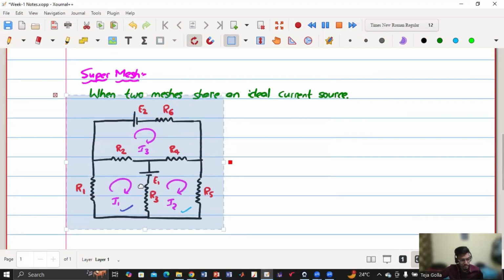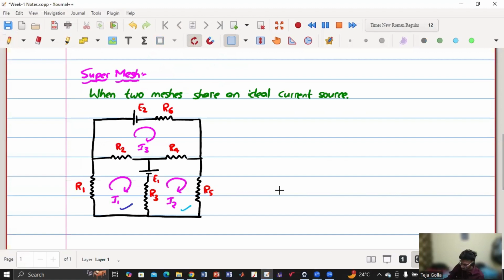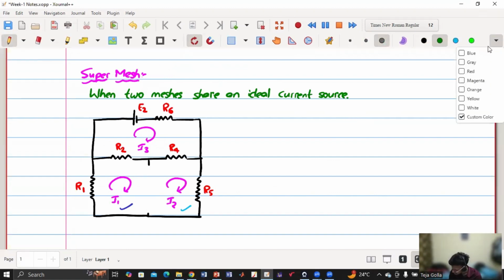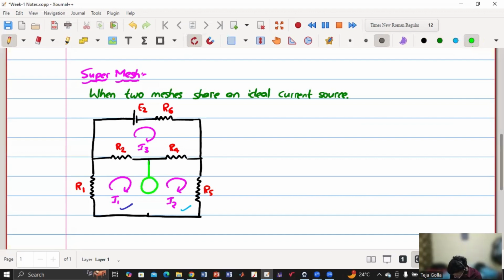So now what I'm doing here is, I'll erase this middle portion, okay? And I'm putting a current source, okay? So now what happens is, when these two meshes share an ideal current source, in order to get an equation, we cannot apply KVL in mesh M1, this mesh, and in this mesh also. Why? Because we don't know the voltage across a current source.